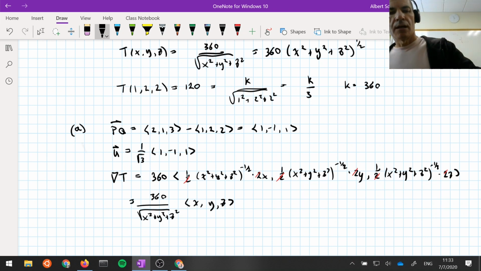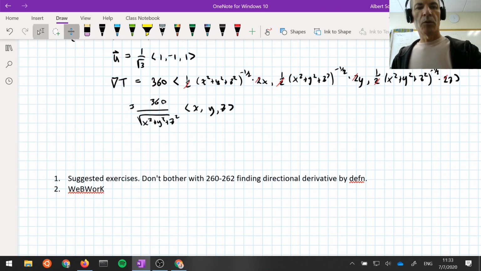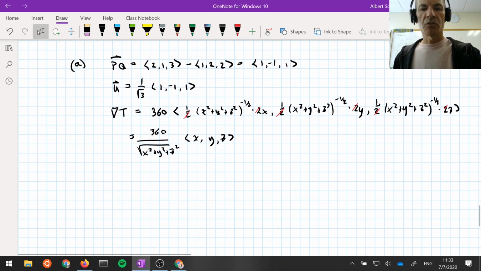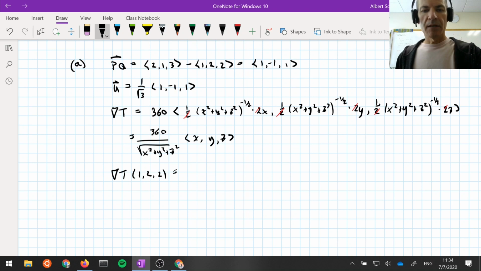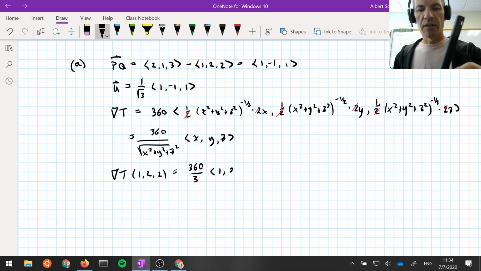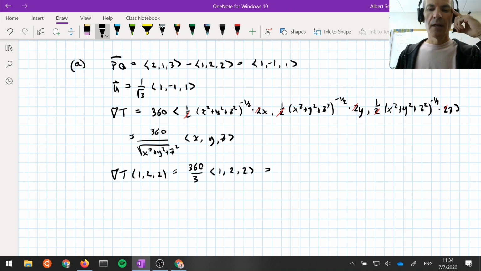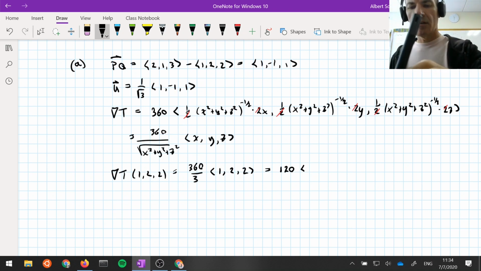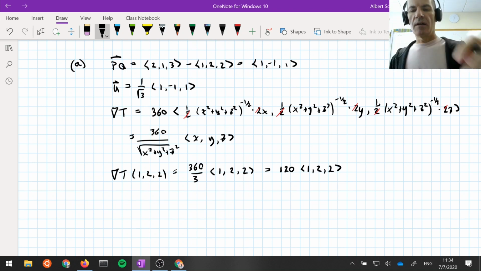All right. We want to know the gradient not at a general point x, y, z, but in fact at the particular point 1, 2, 2. So we compute the gradient of T at 1, 2, 2. Substituting in the denominator here, that's the square root of 9, 3, so 360 over 3. And then x, y, z is just 1, 2, 2, like that. 3 goes into 360, 120 times? And there we have the gradient at 1, 2, 2.